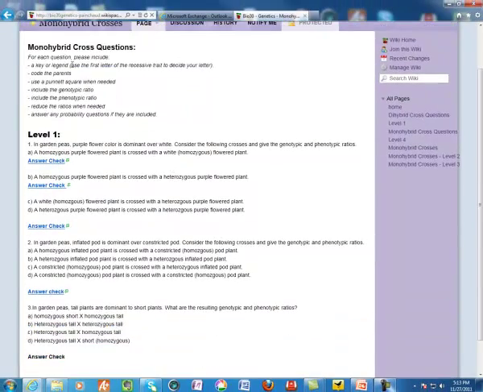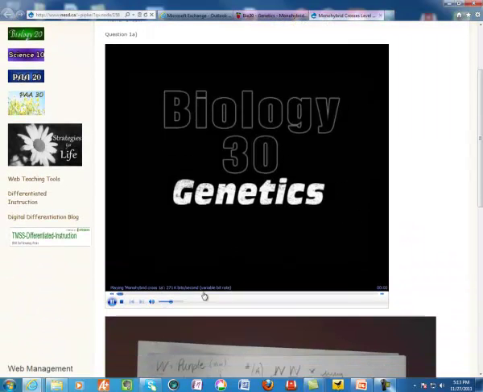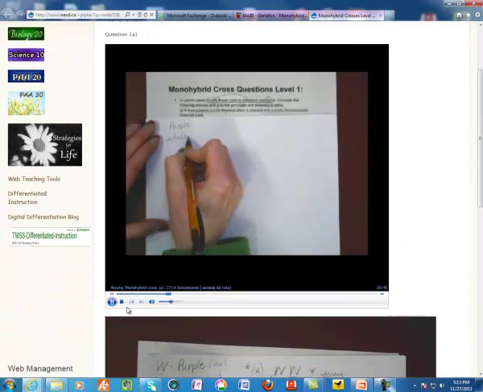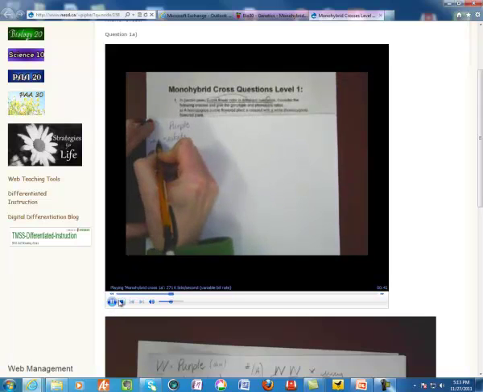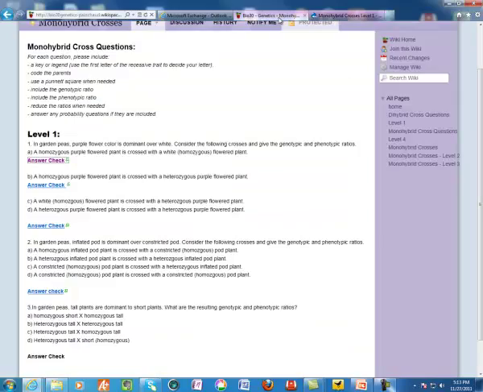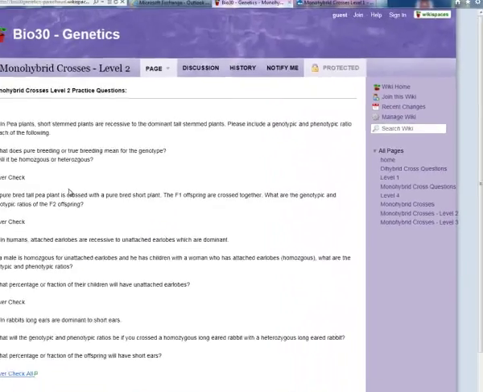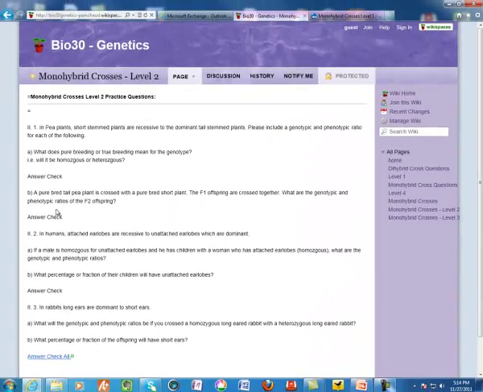So for example, it gives you some hints on how to go through these, and then you can go through, take a look at the question, try the next one. When you do the answer check, it takes you to a video. The video will play through a step-by-step explanation of what's happening, and I'll show you a picture of that. So when you're ready for level 2, take a look at level 2 monohybrid cross questions. I would say if you do 1 or 2 from each one, you'll be good.